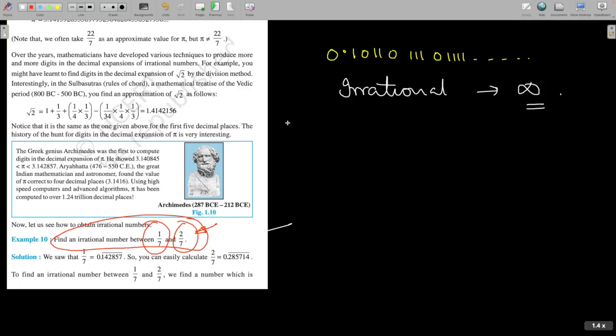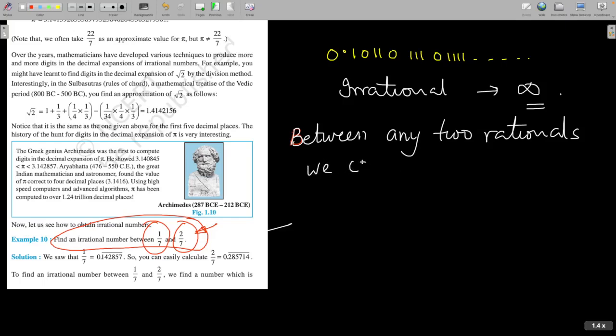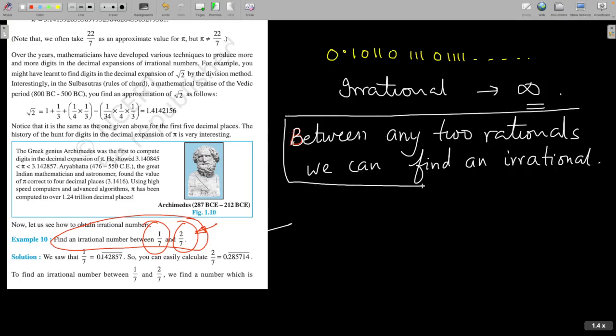So let's see this. Let me just write it. Between any 2 rationals, we can find an irrational. So that's the message of this problem. It's a very simple problem, but this is the nice take-home message of this problem. Okay, so let's do the problem.